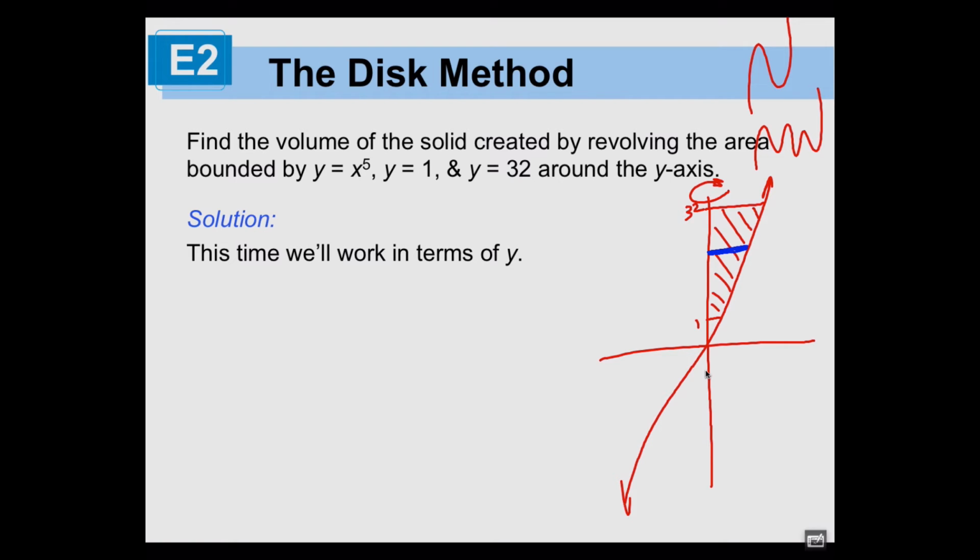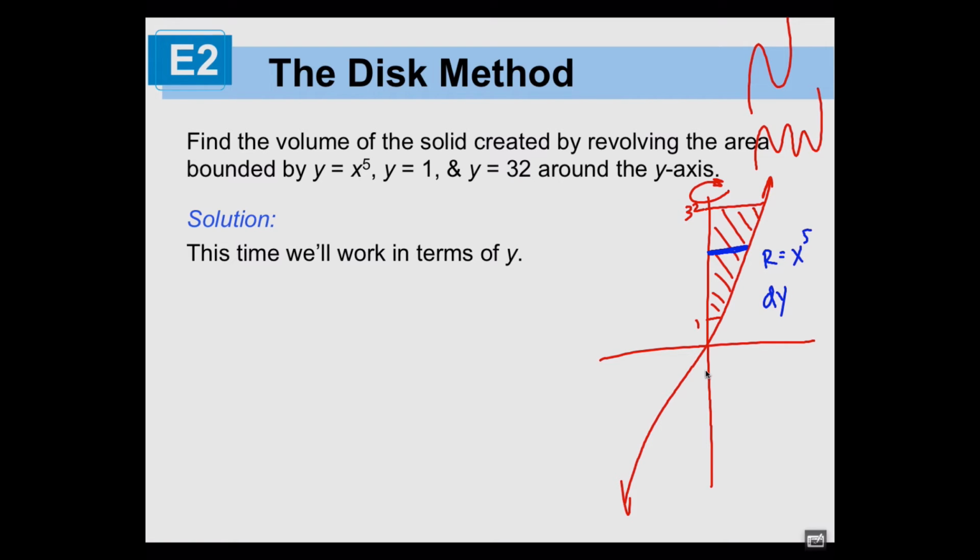Okay. What's R? X to the fifth. Just as a clarification, that's x to the fifth minus 0. Right minus left. But since left is 0, we just get that. How thick is that rectangle? dy.